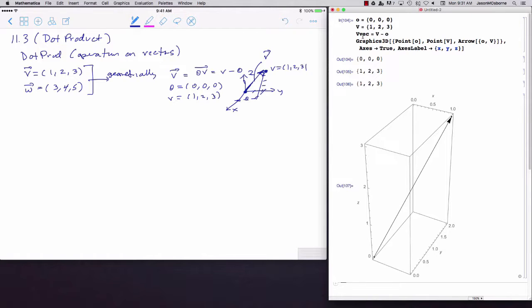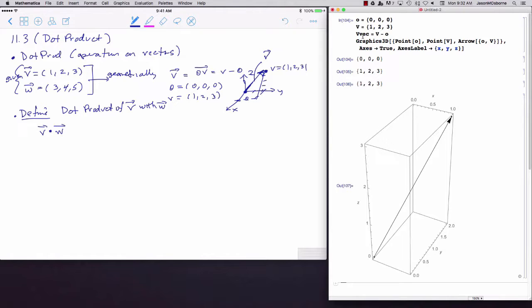To do the dot product, we need to first have some vectors given to you. So these will be given in some way. Okay, now let's define the dot product. Define the dot product of the vector V with the vector W. And it's simply written with a dot.